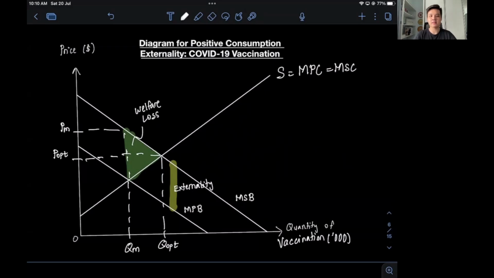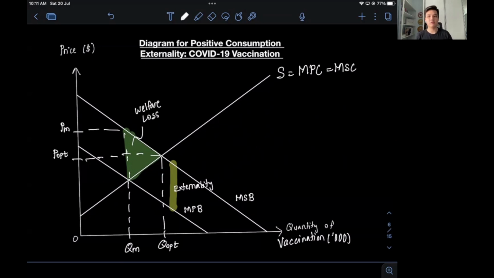Positive consumption externalities refer to external benefits on society created by consumers consuming goods and services. One common example of a positive consumption externality would be vaccination. So think about COVID and think about your COVID-19 vaccination, for example.